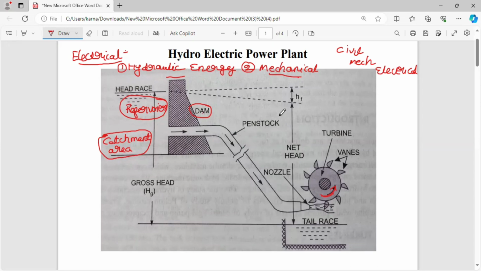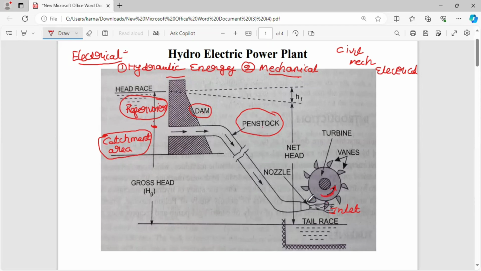That type of device is called the penstock pipe. Generally, it can be taken as the waterways. That waterway or penstock pipe is used to carry the water from the reservoir to the inlet of the turbine. So the concept is: the pipe which carries the water from the reservoir to the inlet of the turbine is called the penstock pipe.